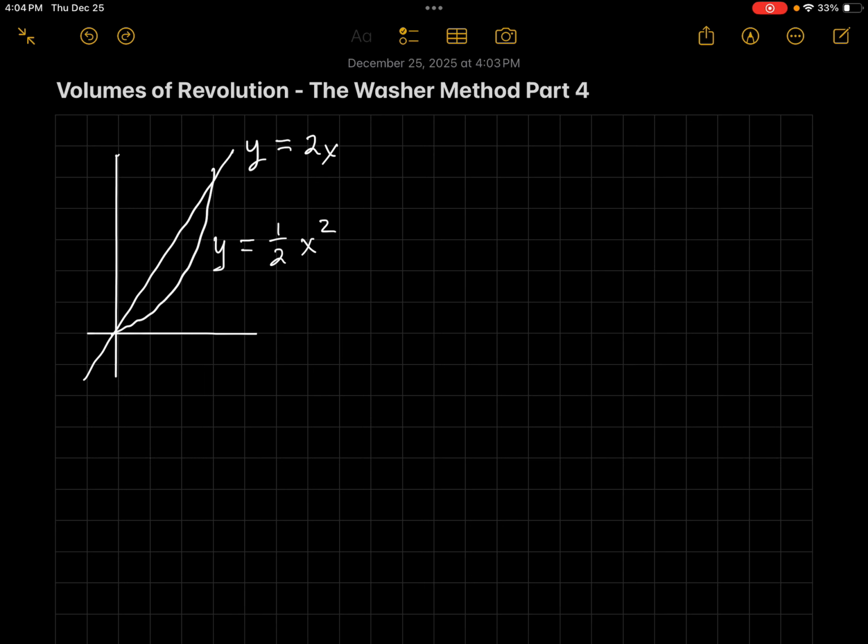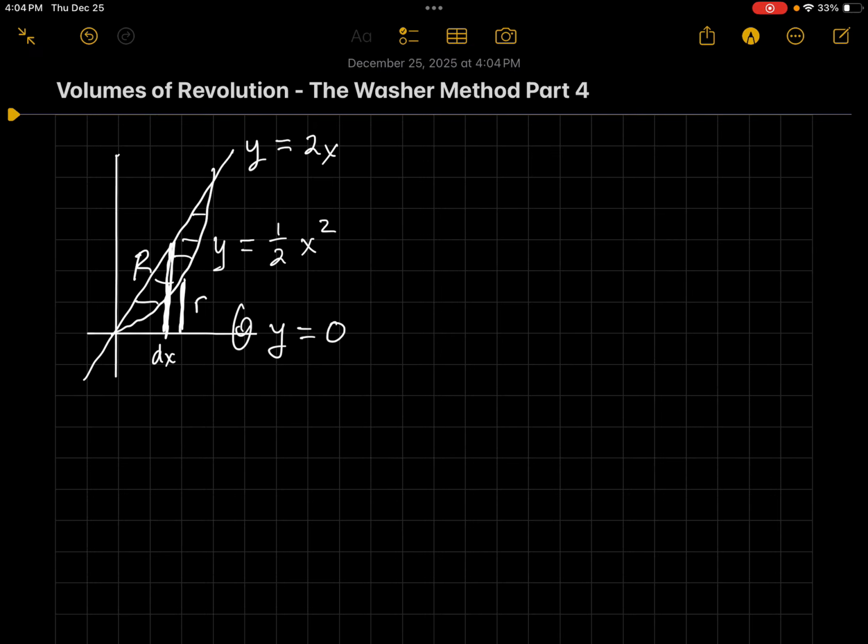Let's start by revolving this region about the x-axis. That is the line y equals 0. So if I go this way and draw some representative cross sections, first thing I notice, I have empty space, which means I have 2 radii, and that the width of each of these cross sections is dx. So everything will be x's.